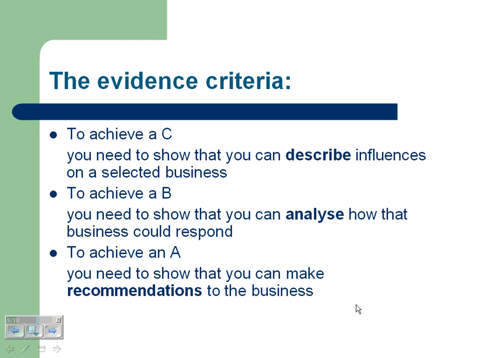To achieve a B, you need to analyze how BA could respond. So let's take a look at what they could do in response to these factors. And finally, achieving an A requires you to make recommendations to the business. Weigh some options, look at their advantages, disadvantages, and then make a final recommendation to the business.